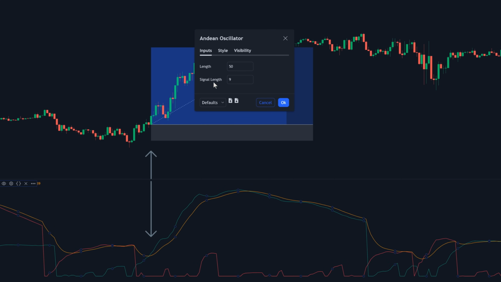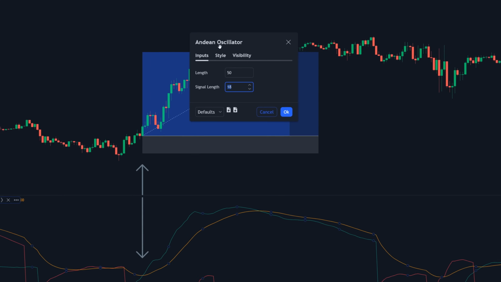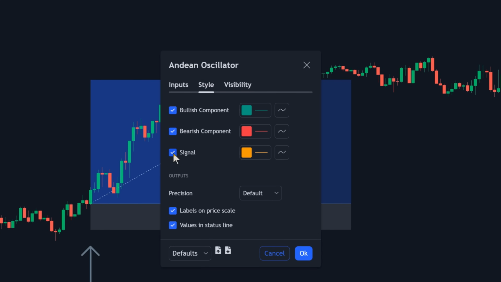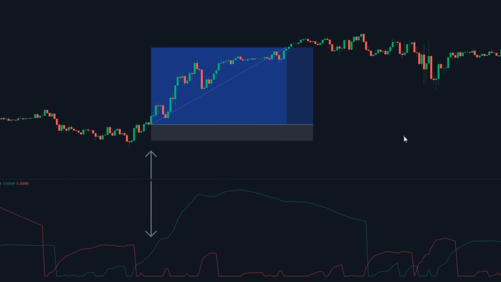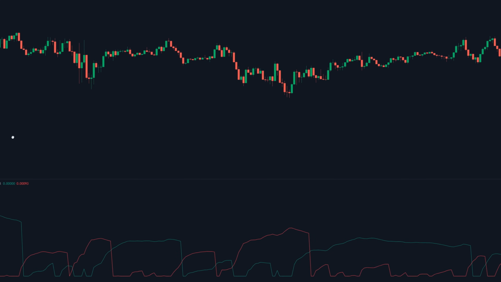The signal length affects the length of the signal line. In the strategy I'm gonna be showcasing in this video, we're not gonna be using the signal line, so we won't be changing this number. In fact, let's go to the Style tab and disable the signal line. After that, click OK. Next, we will explore how we can use this indicator to trade.